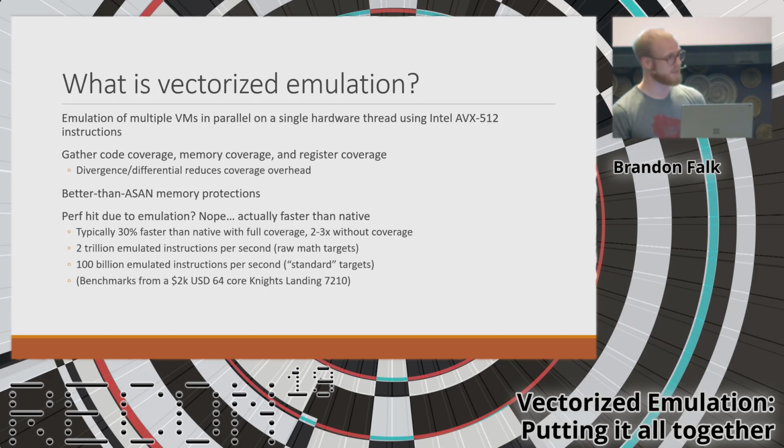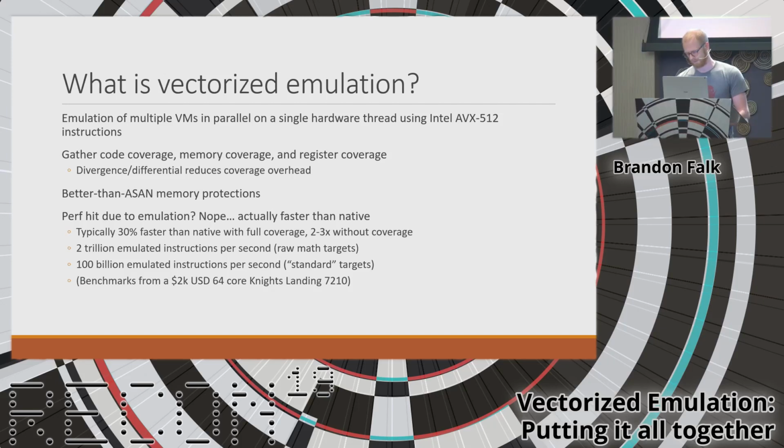But the downside of vectorized emulation is since it is emulation and JIT, there's a perf hit, right? Well, it's actually faster than native execution in a lot of situations. So on my single Xeon Phi, which is a fancy machine, but it's only about $2,000, I can run about 2 trillion instructions per second when I'm just doing raw math, when I'm looking at a target that's not accessing a lot of memory. When looking at a standard realistic target that's touching memory and missing caches, it's about 100 billion a second.